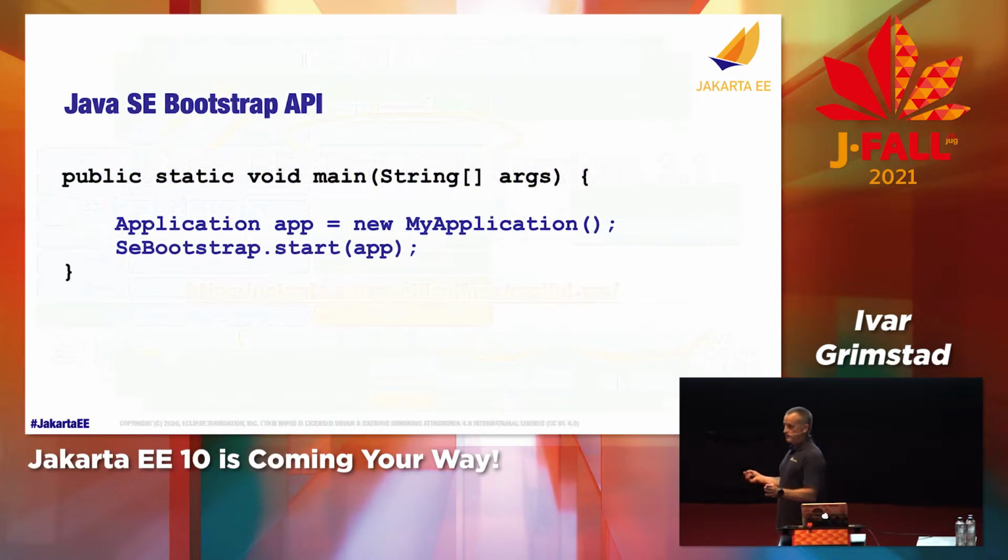In 3.1, Jakarta RESTful Web Services are introducing a Java SE Bootstrap API. So you can bootstrap your applications from your main method like this. And the application I'm instantiating here is the typical Jakarta REST application. So that could be the same application that you run in RESTEasy or Jersey or whatever implementation you're using. But you can now do it from Java SE.